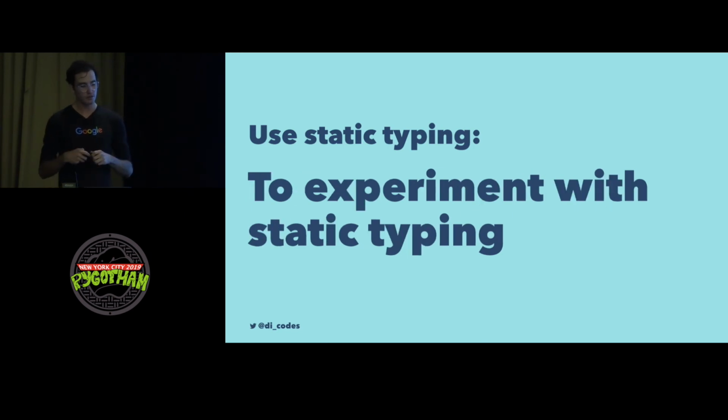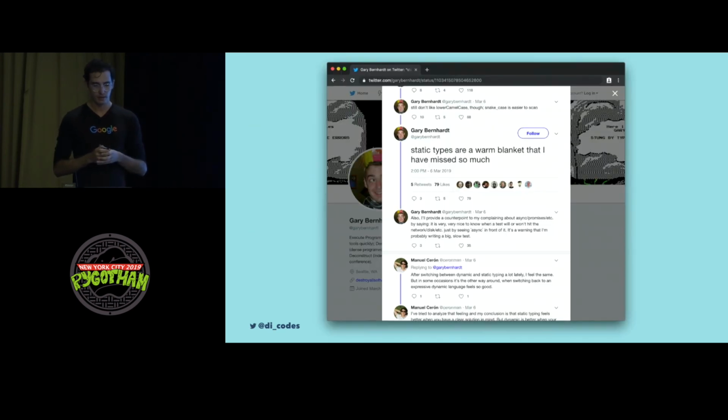And finally, you can also use static typing to just experiment with static typing, right? Like I said, it doesn't hurt. It's pretty easy to just add some static types as long as you're in the latest version of Python that supports it. You can also use static typing if you are cold. Gary Bernhardt says, static types are a warm blanket that I have missed so much. So I guess static types make you warmer as well.